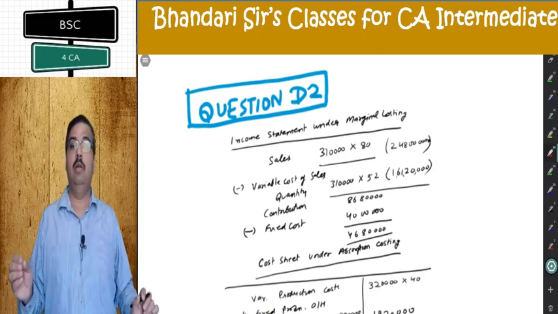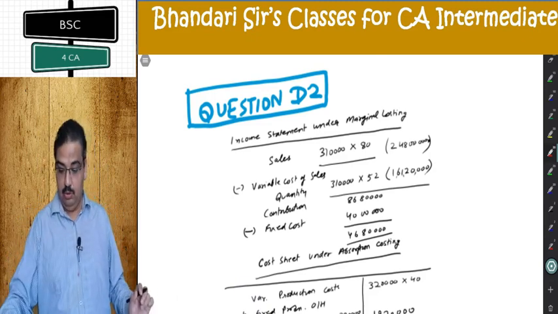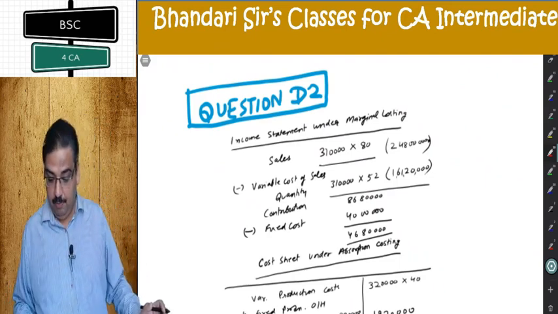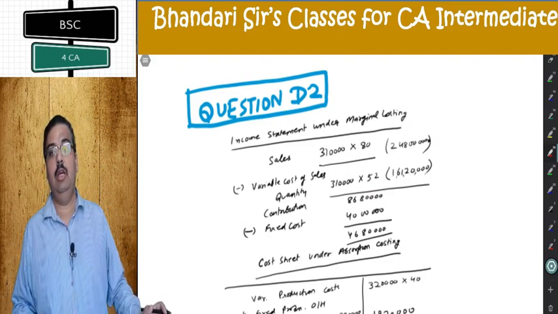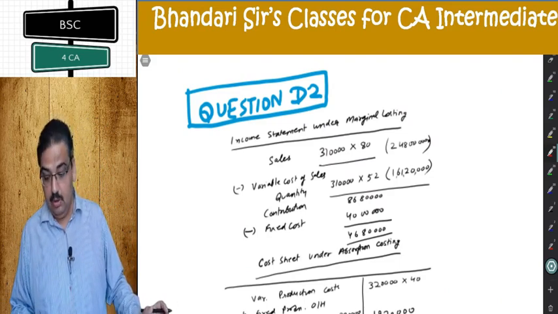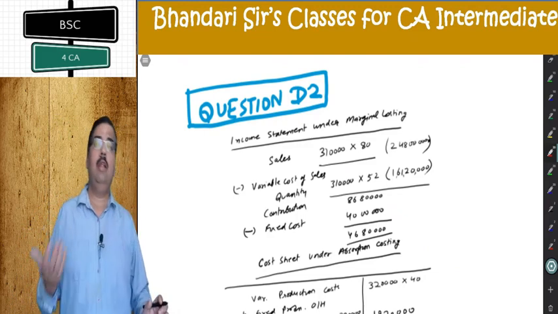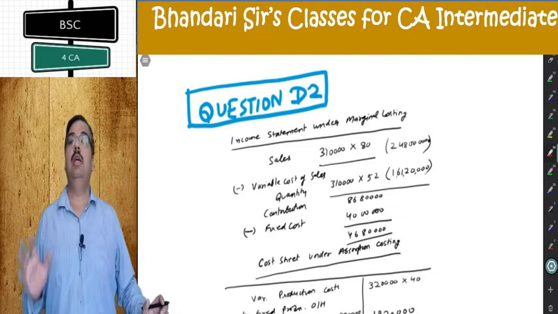Going through this one, BC Limited can produce 4 lakh units of product per annum at 100% capacity. The variable production cost is 40 per unit, variable selling expense is 12 per unit. So if you add them, total variable cost per unit is 52.